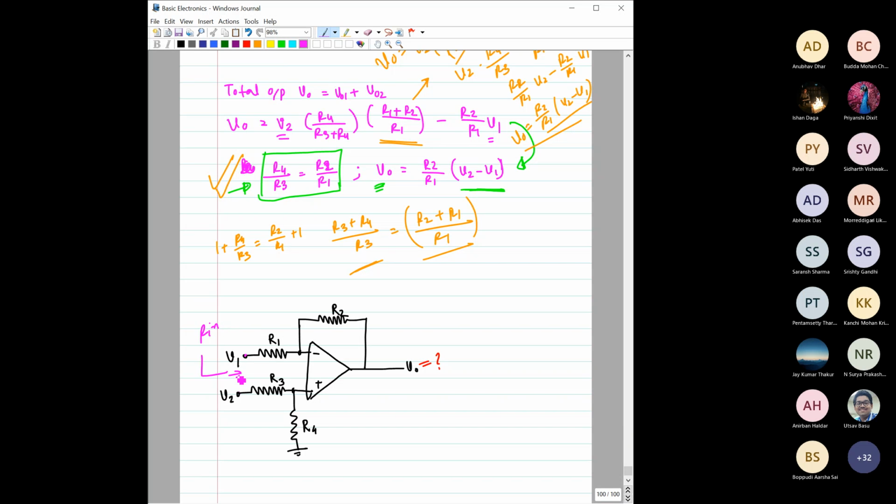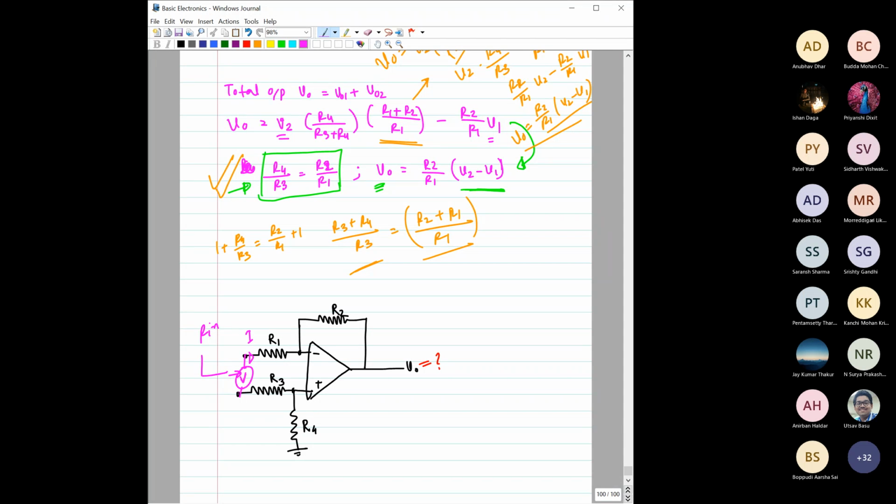So to find Rin, what you have to do is connect a known voltage source here, say V, and try to find what is the current that is flowing through it. If you know voltage and you know current, you can find the resistance. That is the general way you can find input resistance or output resistance of any circuit.